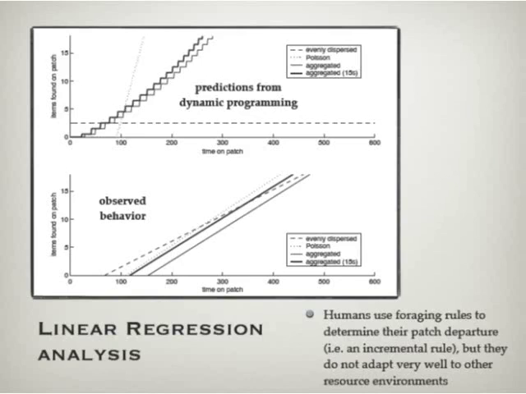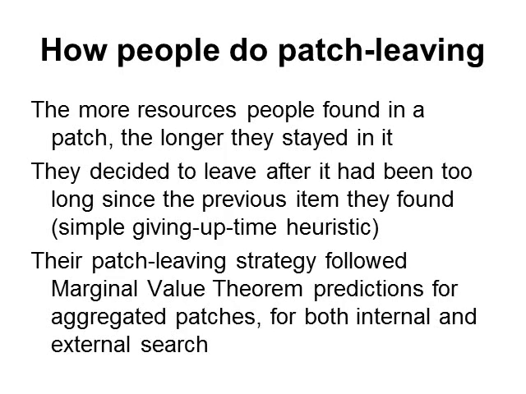And these patterns that they were following most closely matched that kind of giving up time rule, which is this one here. So people in both of those kinds of environments, both external environments and internal environments, were waiting until it had been too long since the last item that they had found and deciding to switch then. And they were coming close to the optimal strategy by doing that. That's what this says. So people's patch-leaving strategies were following the marginal value theorem and were allowing them to come close to the optimal trade-off between exploring and exploiting.